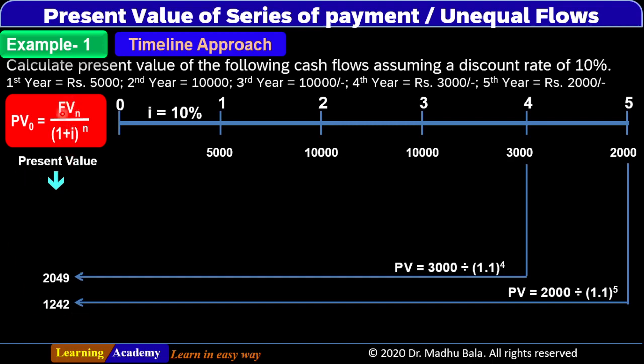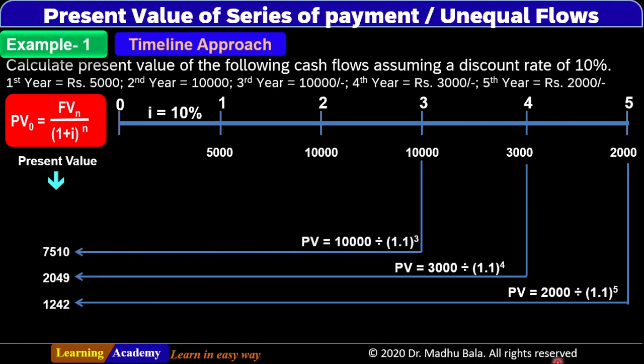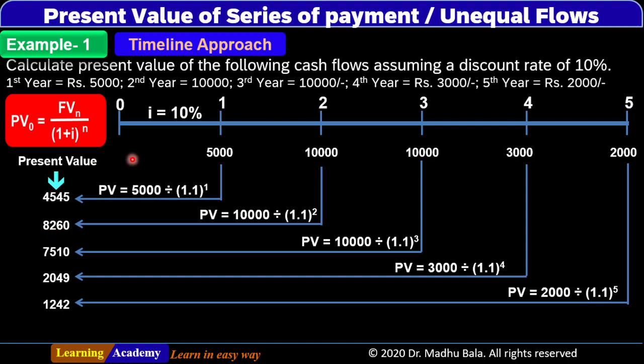हमने यहाँ पर यह formula use किया है हर एक year की cash flow की present value compute करने के लिए. Then for third year, the cash flow is 10,000. The present value is 10,000 divided by 1.1 raised to power 3. The value is 7,510. For second year, the value for cash flow is 10,000. That will be divided by 1.1 raised to power 2 because the year is second. So present value is 8,260. For first year, the cash flow is 5,000. It will be divided by 1.1 raised to power 1. So the present value for first year is 4545. Then we'll aggregate these amounts.